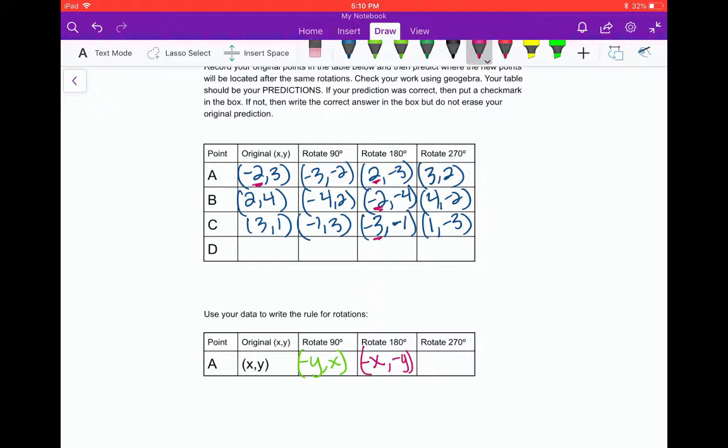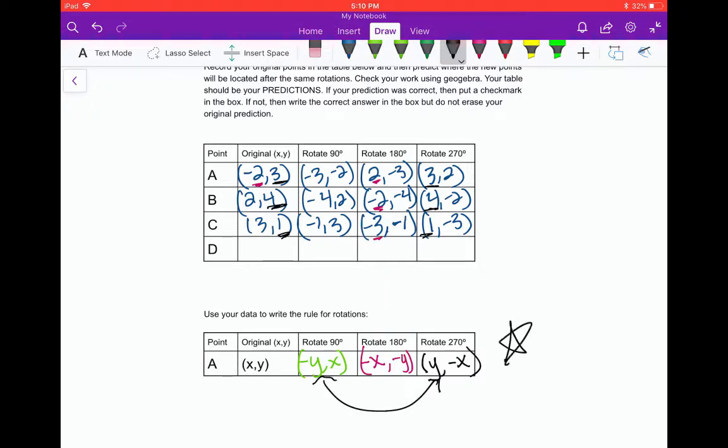Lastly, looking at rotating 270 degrees. My y becomes my x, y becomes x, y becomes x. So this is going to be y, comma, and then my x value becomes my y, but again, it's the negative version of that. So you can see that rotating 90 and 270 are opposites.